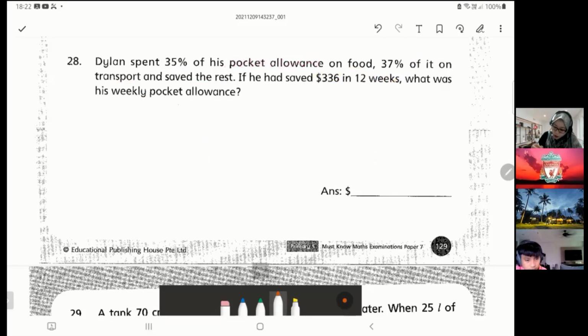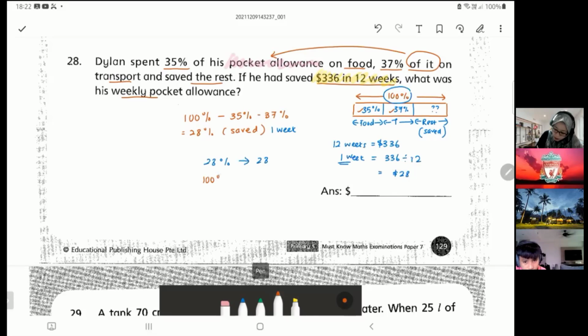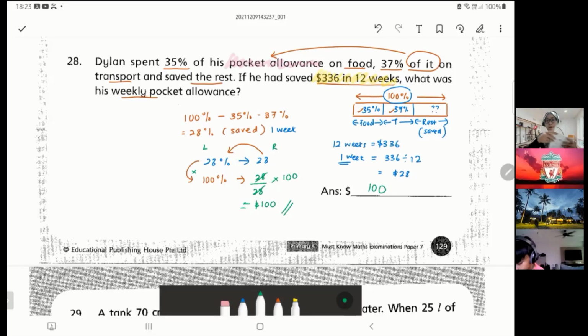I teach my students to go faster. So just find 100%. This is what I want. So the right over the left times the bottom. Again, the right over the left times the bottom. Okay, so 28 over 28 times the bottom. 100% equals to, this is 1, 1 times 100 is $100. That's it. His pocket allowance is $100.